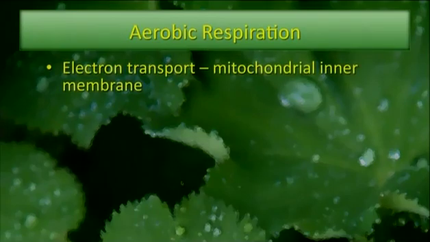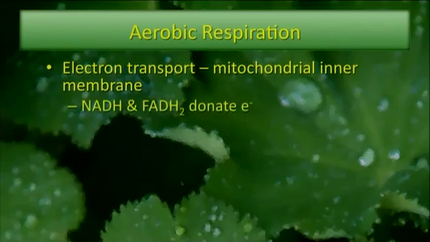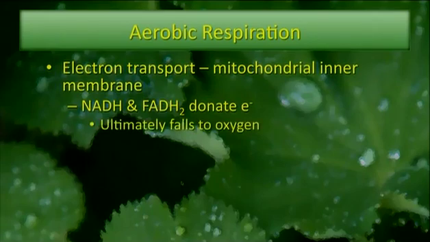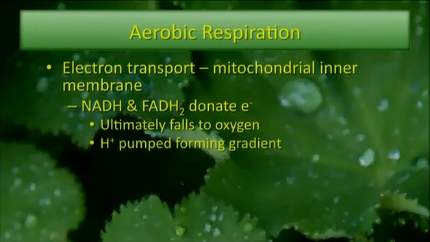Now electron transport. It happens in the mitochondrial inner membrane. NADH and FADH2 donate electrons to a series of carrier molecules, down an energy gradient. Ultimately, the electrons fall to oxygen. Remember that oxygen is among the most electronegative of all the elements, right? So the protons are pumped, forming an electrochemical gradient.